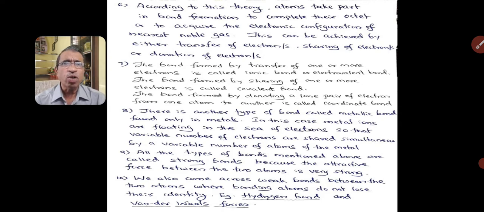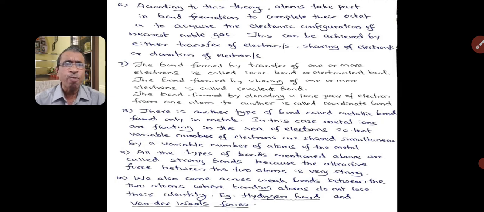Now let us know about the types of bond. The bond formed by transfer of one or more electrons is called ionic bond or electrovalent bond. The bond formed by sharing of one or more electrons is called covalent bond. And the bond formed by donation of a lone pair of electrons from one atom to another is called coordinate bond.